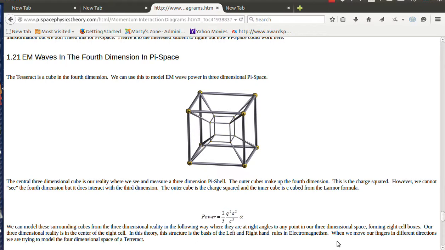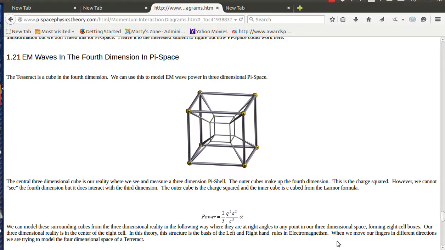So one of the key ideas in PySpace is the idea of a Pi shell. It's an extension of the atom, and I've done a lot of work on that if you follow the videos. But one of the interesting aspects of electromagnetism is that the electromagnetic wave flows at right angles to itself. You have the electric wave and the magnetic wave. So we pretty much accept that this is the case, and we just work from there.